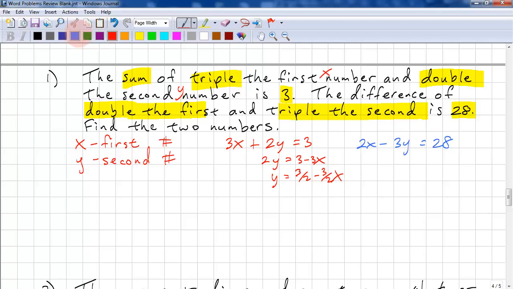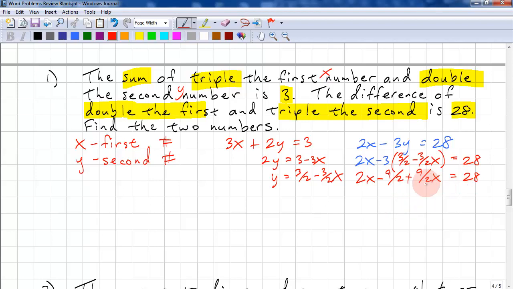Now we can substitute into the second one. We have 2x minus 3, and y is going to be the 3 halves minus 3 over 2x. And this is equal to 28. Next thing we do, we expand. 2x, an integer times a fraction, we just multiply the numerator and we keep the same denominator. Same thing here. We got a minus minus, so this becomes plus. And 28 stays.